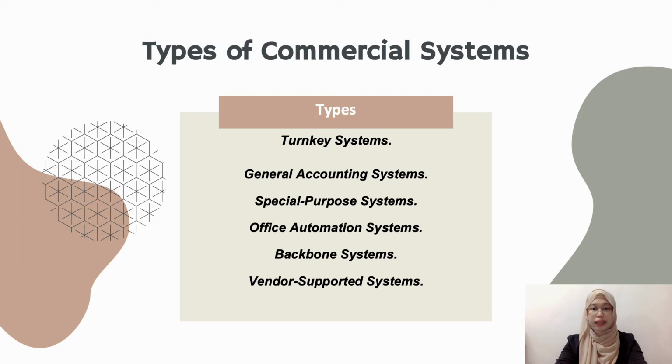Office automation systems. Office automation systems are computer technologies that increase employee productivity. Word processing, database management, spreadsheet, and desktop publishing programs are examples of office information systems.